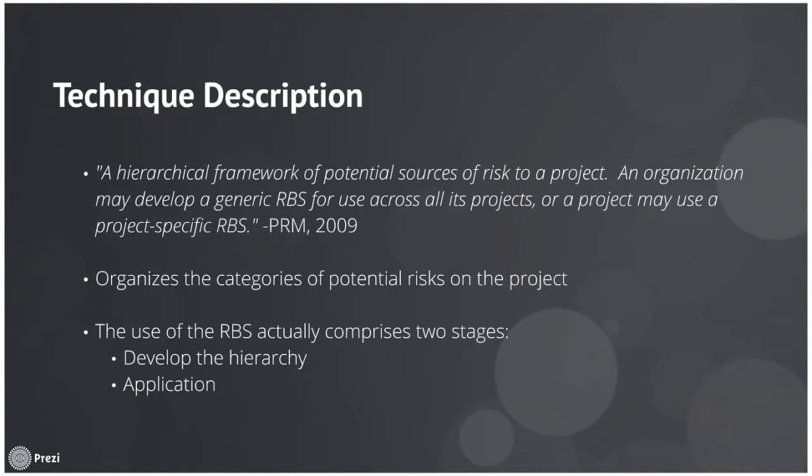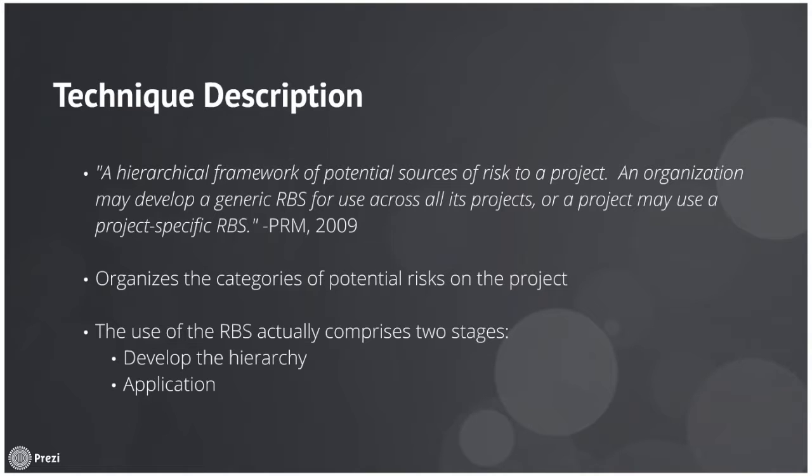First, the technique description. The risk breakdown structure is similar to the work breakdown structure commonly used in estimating the work required to get a project done. It's a top-down breakdown of the risk faced by a project. The practice standard for risk management describes it as a hierarchical framework of potential sources of risk to a project. An organization may develop a generic risk breakdown structure for use across all of its projects, or a project may use a project-specific risk breakdown structure.